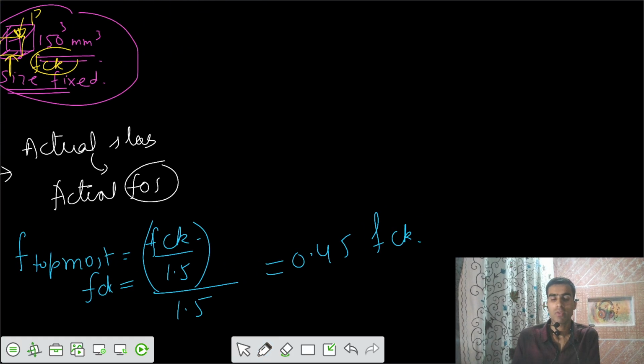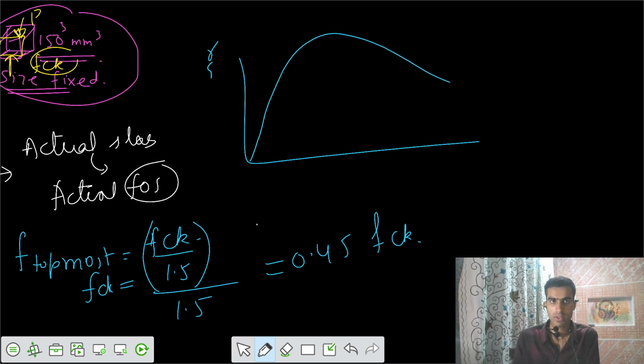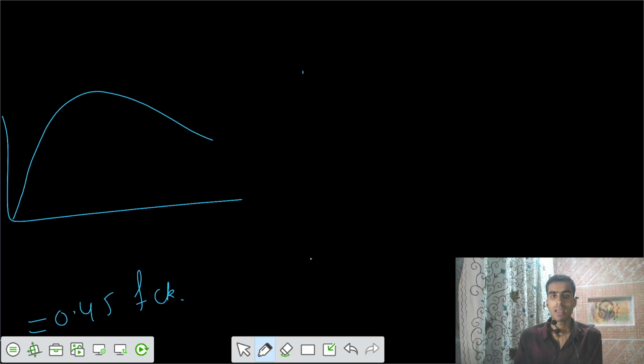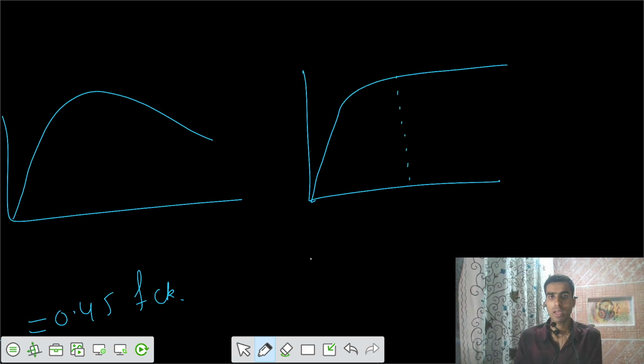So if initially the graph of the stress-strain curve of the concrete was in this fashion, this was corresponding to a particular size of that cube or cylinder. Then when we idealize it in this fashion, parabolic and straight, with the strain values of 0.002 and 0.0035, and after that we apply the partial safety factor for material, that is your design strength finally. So this was your first effect.